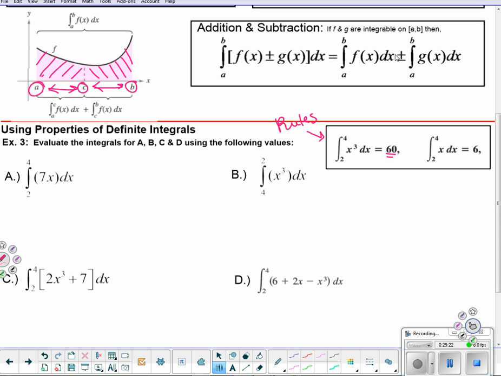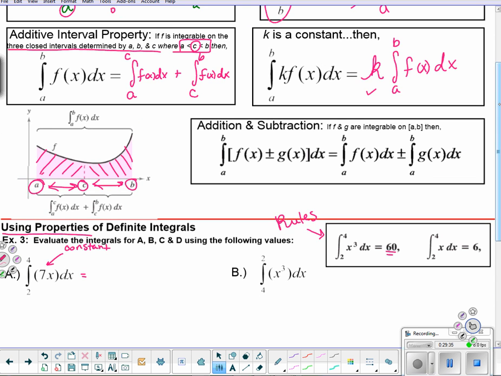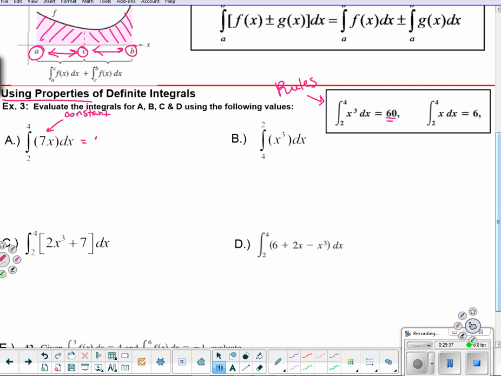Now, what we want to use are the properties that we just went through. I see this constant, or a multiplier, and we know that we can use the property from above and pull it out front. So I can say this is 7 times the integral from 2 to 4 of x dx, which now allows me to slide over to my givens and do 7 times 6 and come up with 42.